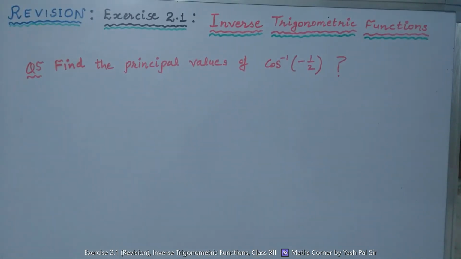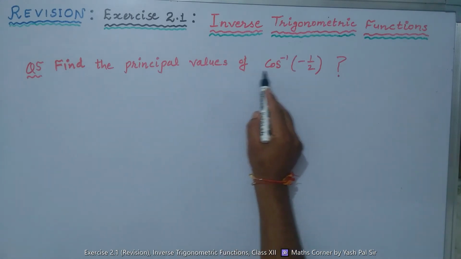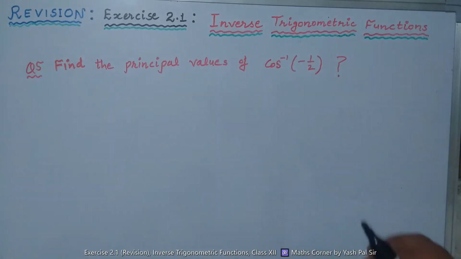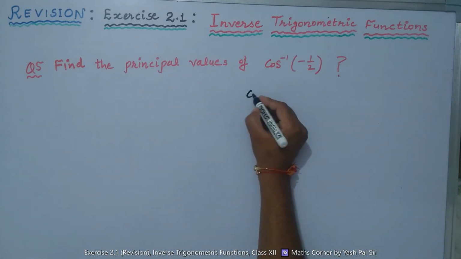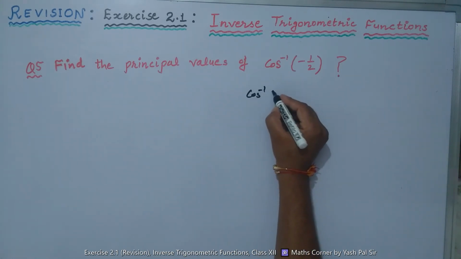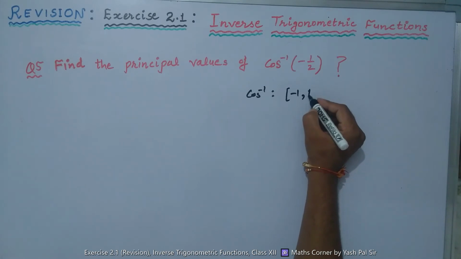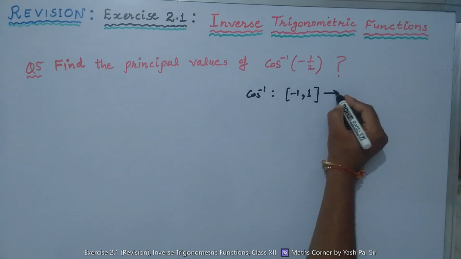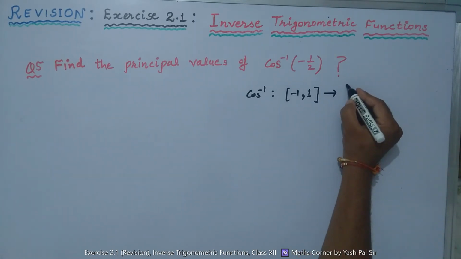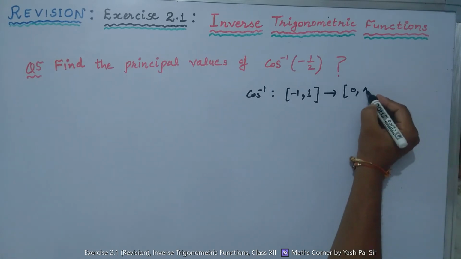Question number 5 is: find the principal value of cos inverse of minus 1 upon 2. First of all, for the cos inverse function, the principal value branch domain is minus 1 to plus 1, and the range is 0 to pi.